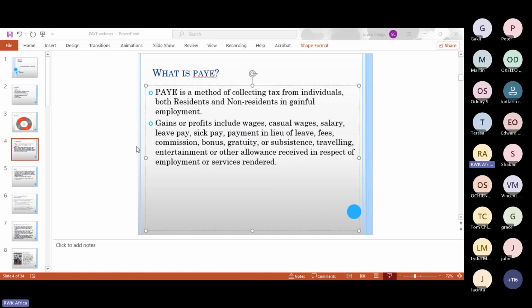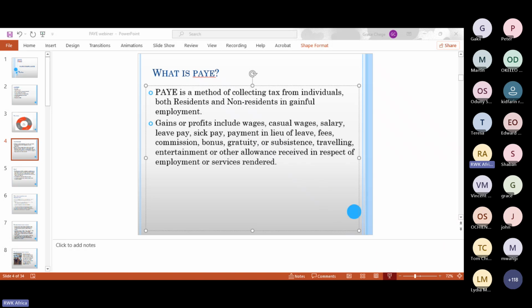So gains or profits from employment include wages, casual wages, salaries, leave pay, sick pay, payment in lieu of leaves, fees, commission, bonuses, gratuity or subsistence, traveling or entertainment, and other allowances that are received in respect of employment or services rendered to your employer.